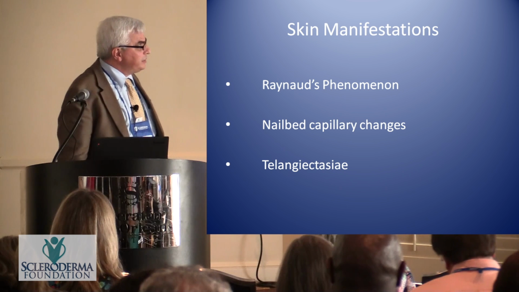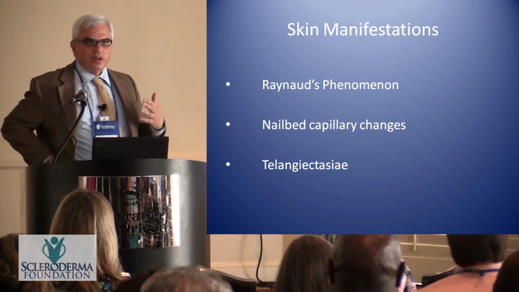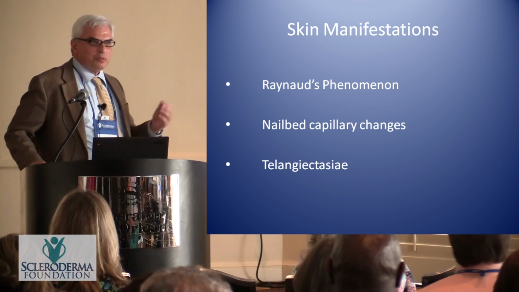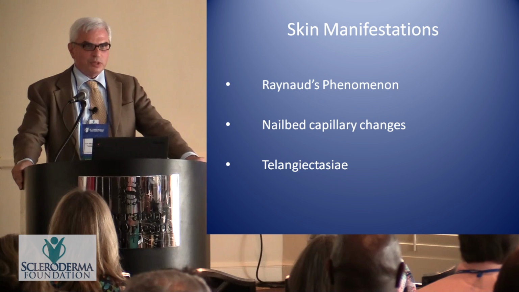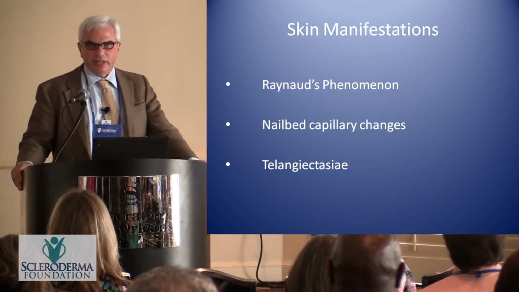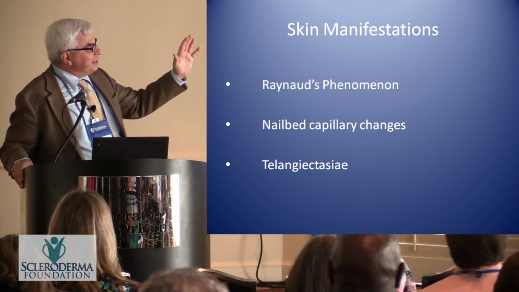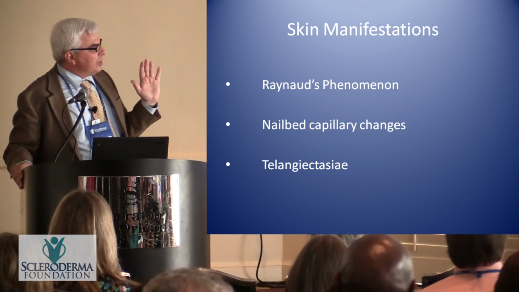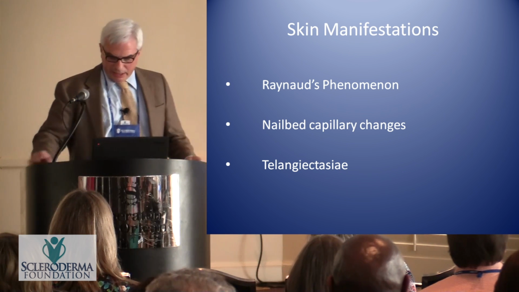So the skin changes, well, notably, I'm not going to talk about fibrosis. I know fibrosis is there, and a lot of other people are working on fibrosis, and I'm not going to address it. I'm going to acknowledge it and also talk a little bit about how it might be connected to vascular disease. So the common findings are the Raynaud phenomenon, which we will talk a lot more about, the nail bed capillary changes, and the telangiectasia.